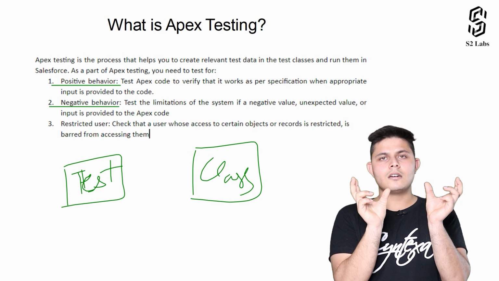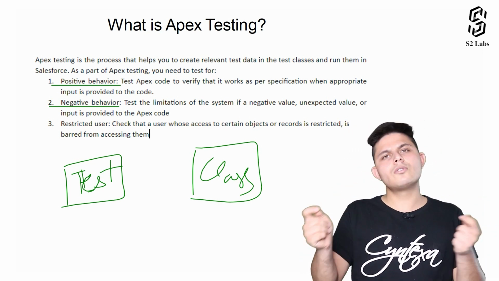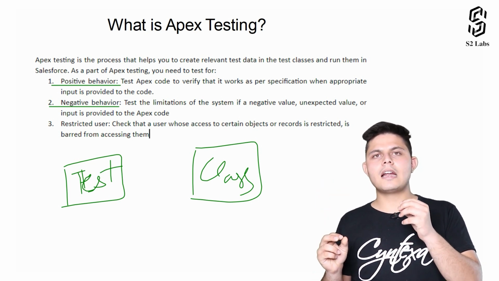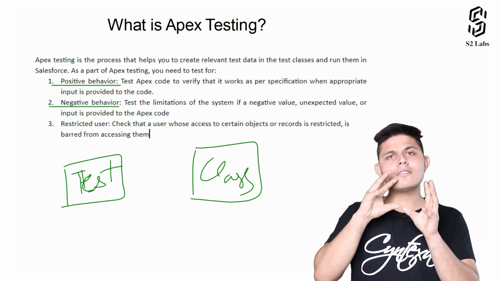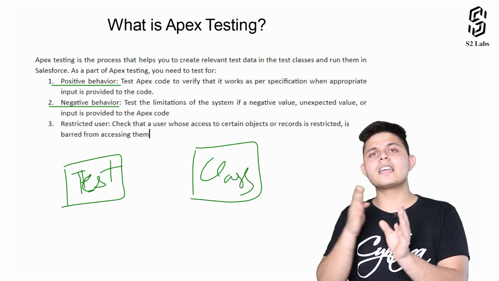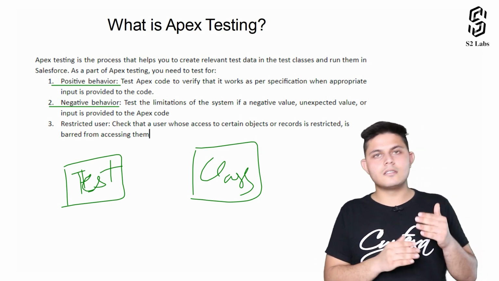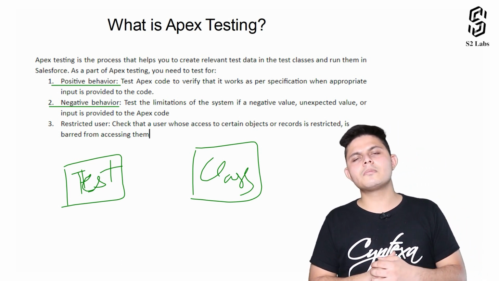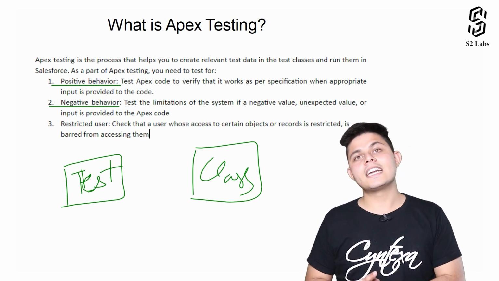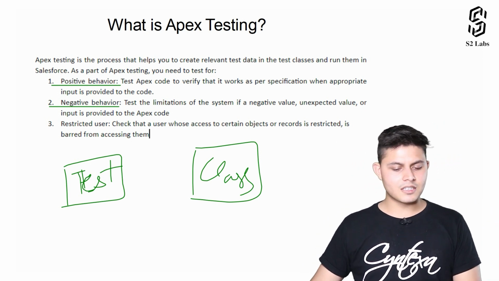But let's say the range of integer is minus 100 to 100, and now you're giving a number 60 and another number as 70. So it will result in what? 130, which is more than the range of integer. This is something that you also need to test in Apex testing, or in the unit test cases which you'll be creating in the test class. This is what you call negative behavior testing, right? So again, first positive behavior and then negative behavior testing.